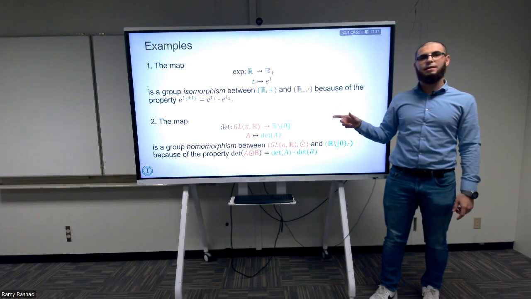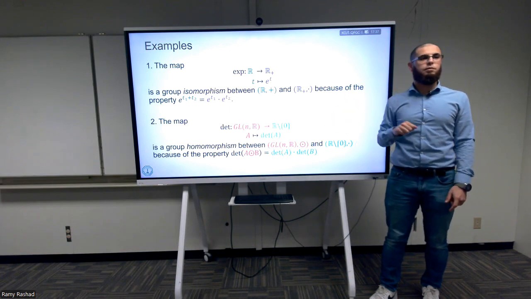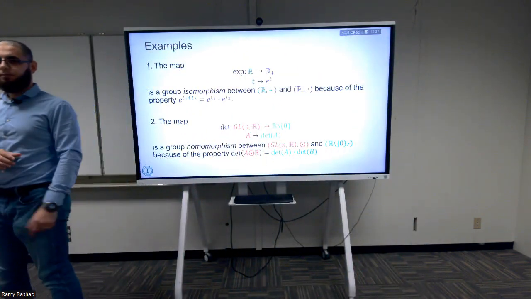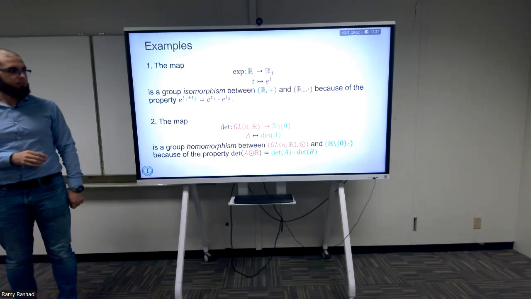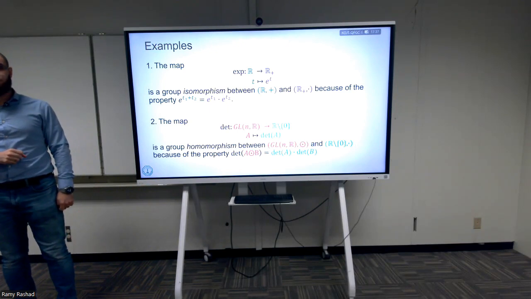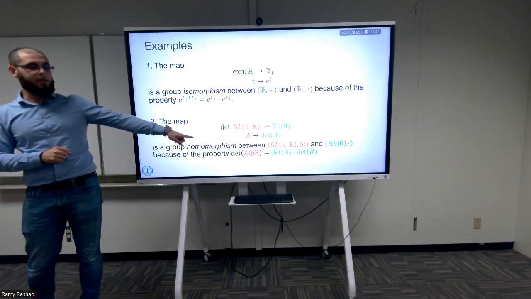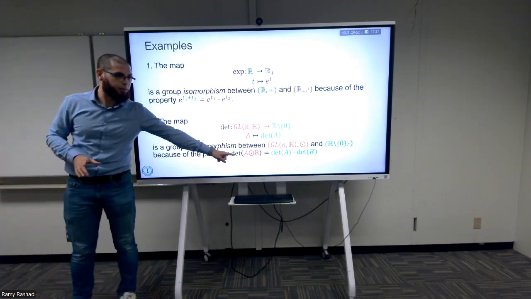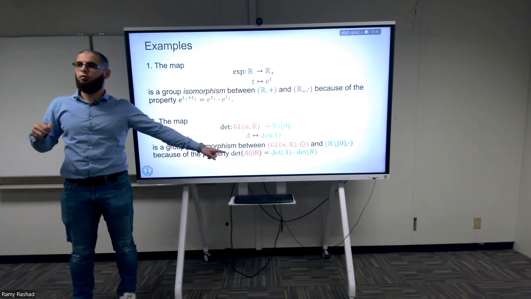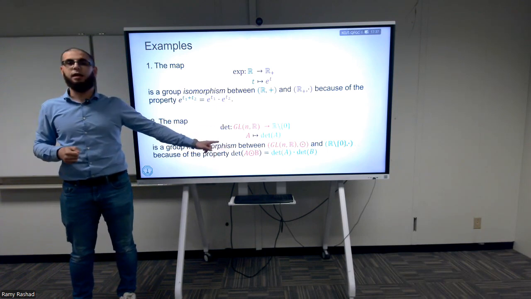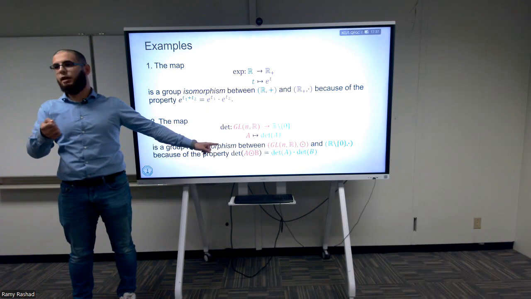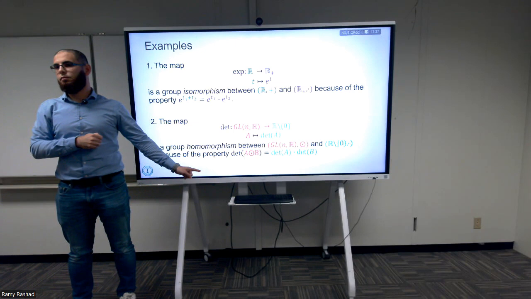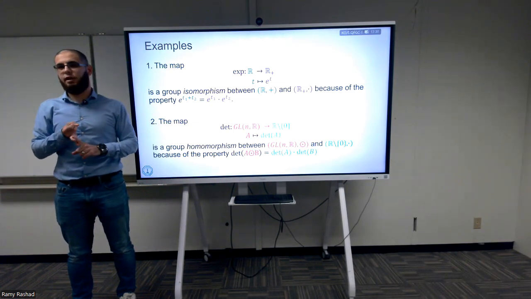Now a question: why isn't this a group isomorphism? Think about it for a moment. So for this to be an isomorphism, first of all, it's a group homomorphism, because it has this property. What else do we need to check? For this to be a group isomorphism, it has to be bijective. What are the conditions for this map to be bijective? It has to be injective and it has to be surjective.